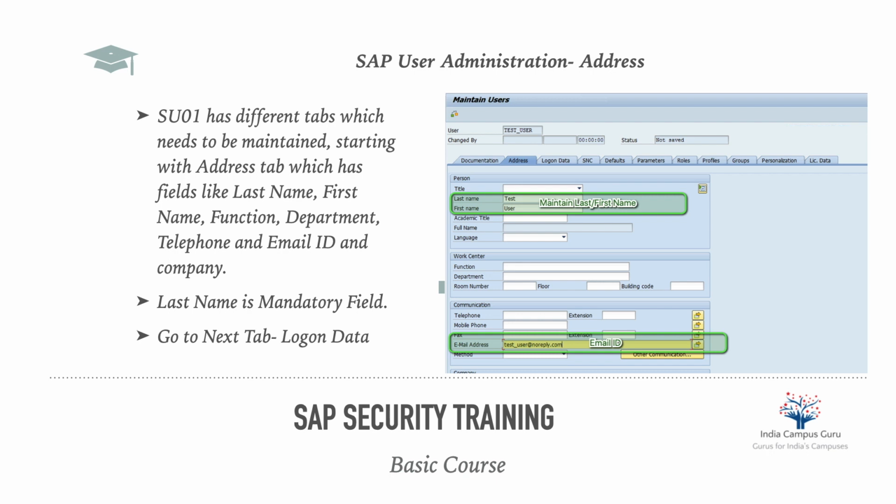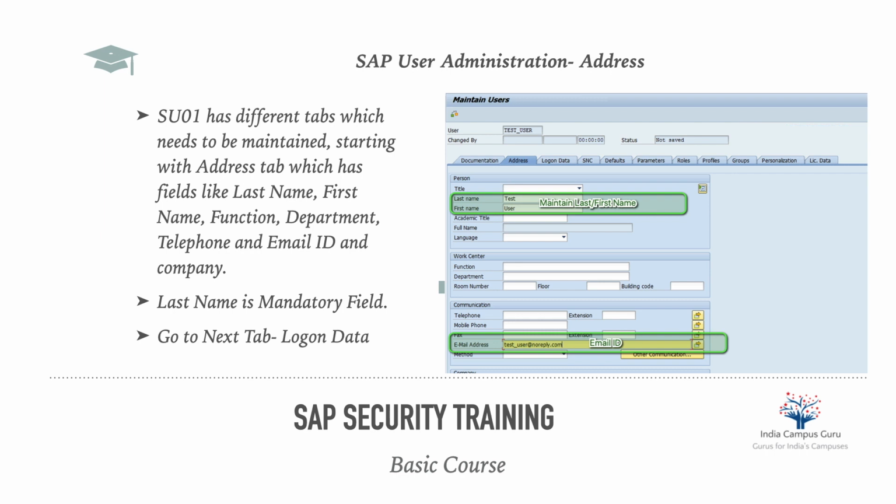The main important tab, the first tab, is the address, where you have to maintain the first name and last name of that user. Last name is a mandatory field, so you have to maintain it. For now I'm just putting Test as the last name and User as the first name, but you would put the actual first name and last name for the user.